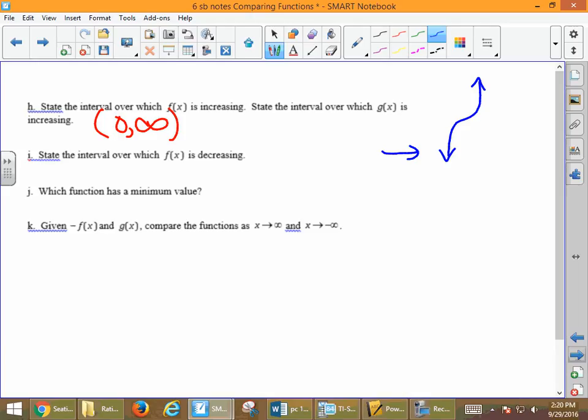So where is the graph of the cubic function increasing? Well, it's always increasing, because you read it from left to right. From wherever you start, when you draw it, you're going to continue to go up. It's always increasing.